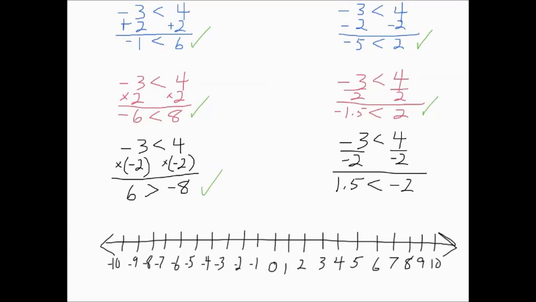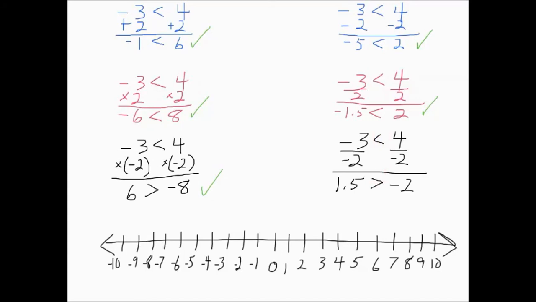So I am going to have to change this to this. I have to flip the inequality. And now, here we have 1.5 is bigger than negative 2. Negative 2 is smaller. So after I flip the inequality, then I get a true statement.